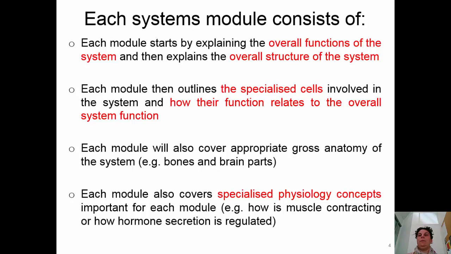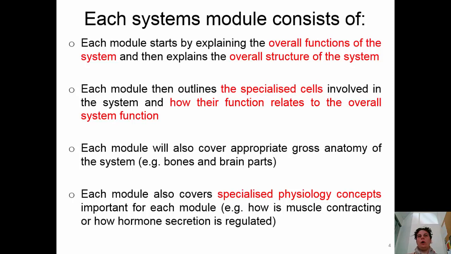What does that mean? It means, for example, how is it that muscle contracts? That's a specialized physiology, a specialized function of only muscle cells, of only muscle tissue. How is that being done? How is that regulated? How is that controlled? How is that actually performed?